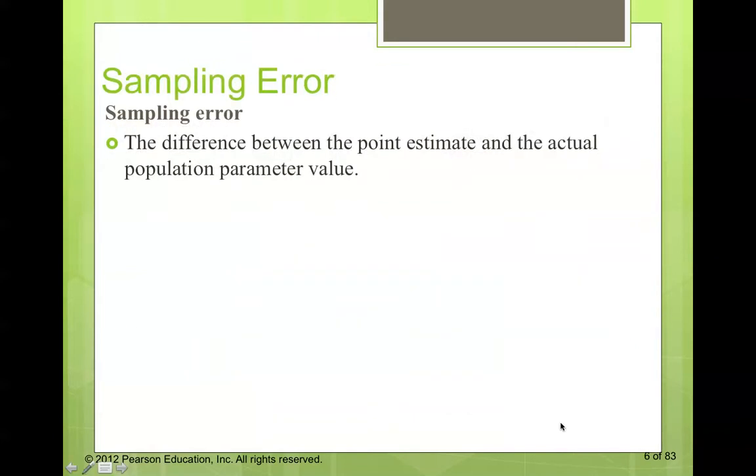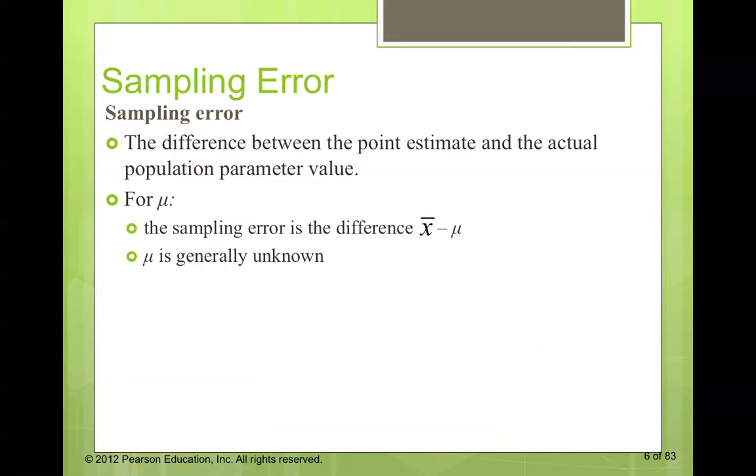Sampling error is the difference between the point estimate and the actual population parameter. So it is simply x bar minus mu, which makes sense because x bar is in our sample and mu is our population parameter. If we subtract those two, we would find the sampling error that existed in the sample. Mu is generally unknown. X bar varies from sample to sample.